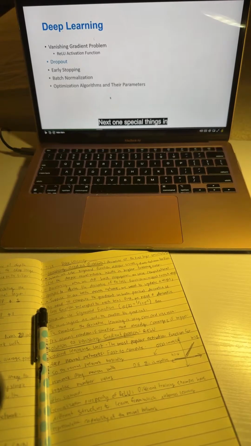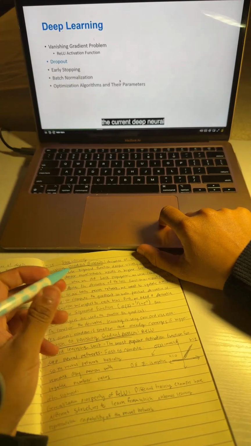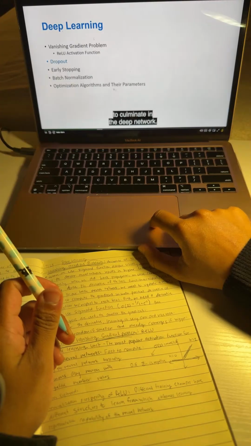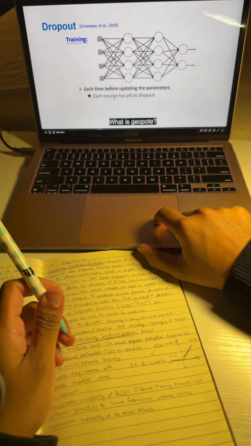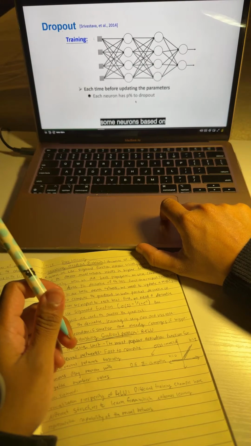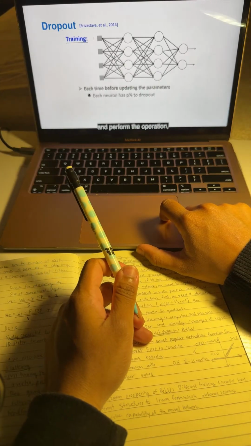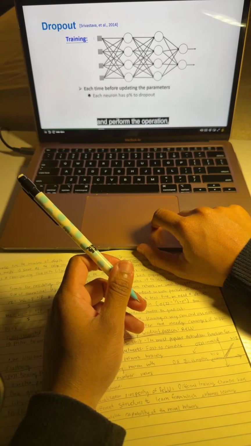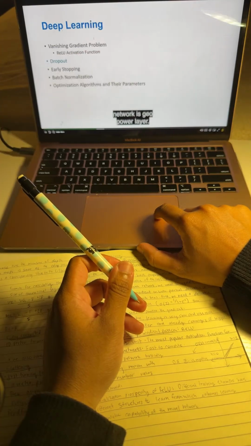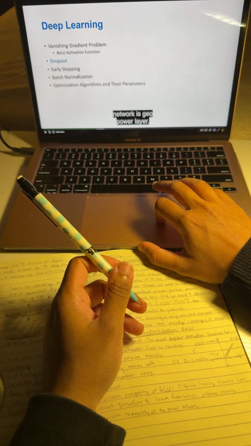Happy birthday. Yeah. The next special thing in the current deep neural network is the dropout layer. So the dropout layer happens commonly in the deep neural network. So what is the dropout layer? In the dropout layer, a similar idea, we're just trying to ignore some neurons based on some given probability. So each time, for example, when we want to check the neurons and perform the operation, each neuron will be assigned a probability. There's dropout, there's early stopping, batch normalization.